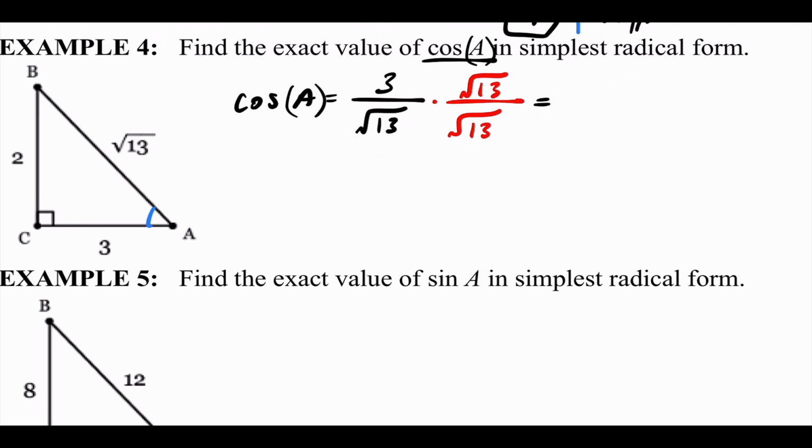Okay, so let's start with the top. I'm going to multiply these two guys together. Can I multiply and make 39? No, because one has a root and one doesn't. So I just write them. It's still multiplication, but I don't actually make 39. I just have 3 times the square root of 13.